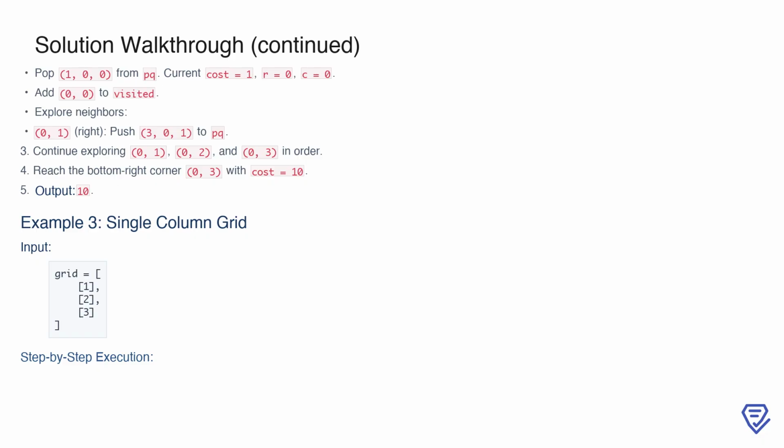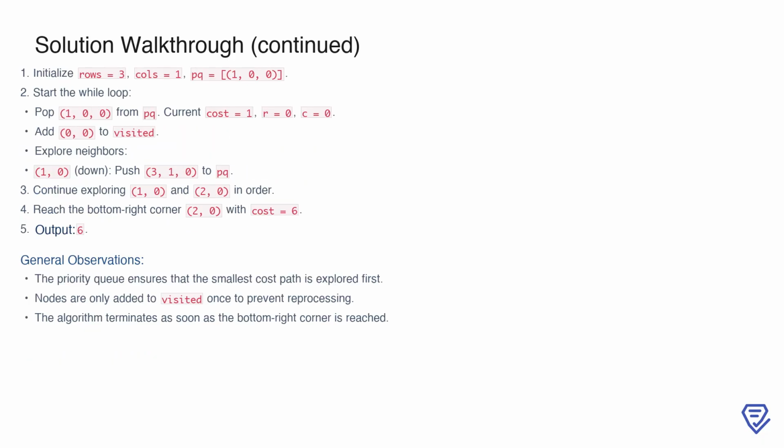Let's now explore example 3, a single column grid. In the single column grid, the initialization is similar. Here, rows is 3, and columns is 1. The priority queue starts with 1, 0, 0, corresponding to the top left corner. Popping this element reveals a cost of 1 at 0, 0, which is added to the visited set.